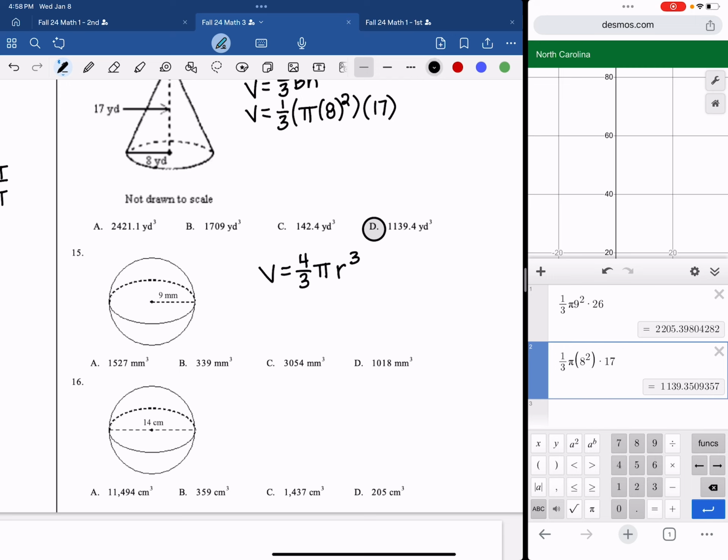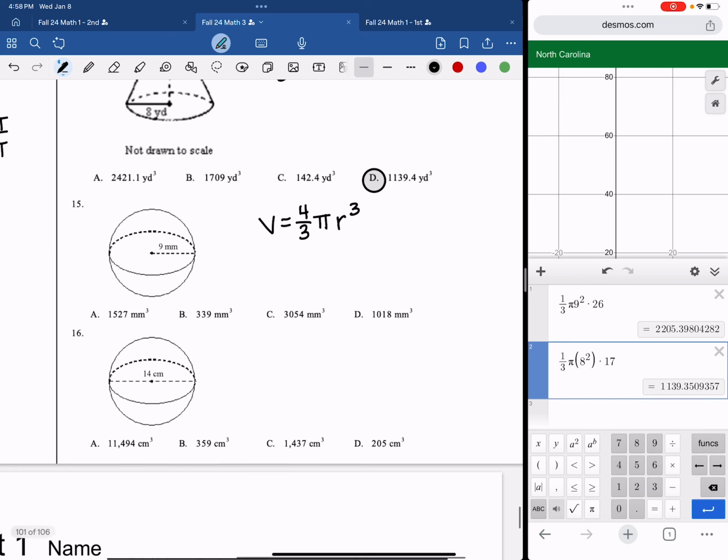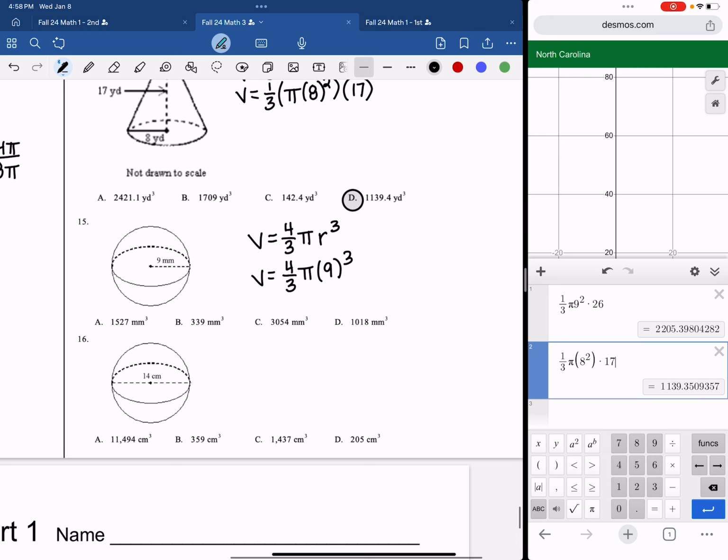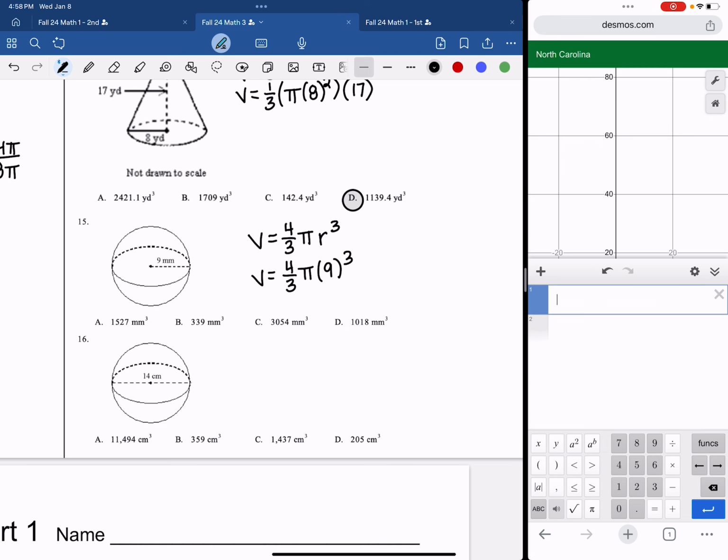All right, so looking at this, we're just plugging in what we know. We have 4/3 pi, my radius is 9, so 9 cubed. It looks like the answer choices are rounded. So we got 4/3 pi 9 cubed, and we get 30.53. Round that up.